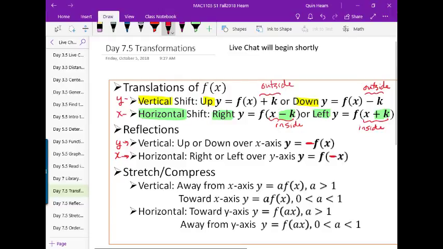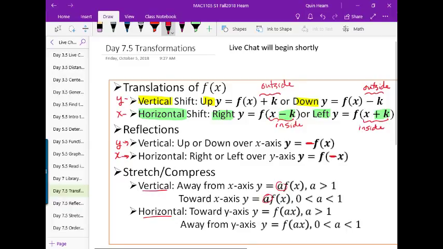And then the same thing with stretch and compress. We have two possibilities, vertical and horizontal. You can stretch the graph away from the axis vertically and it gets taller, or we can compress it closer to it and it shrinks. And those are going to happen when we multiply a number outside of the function.